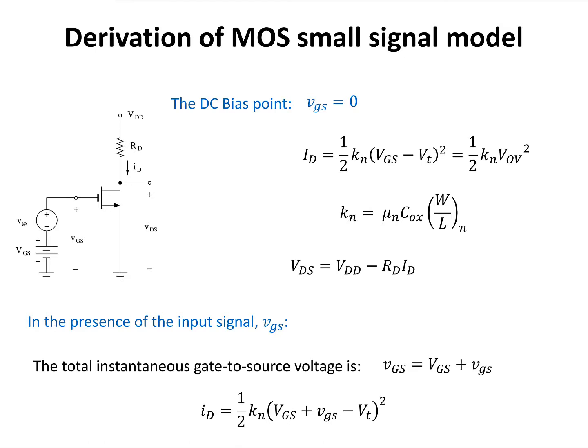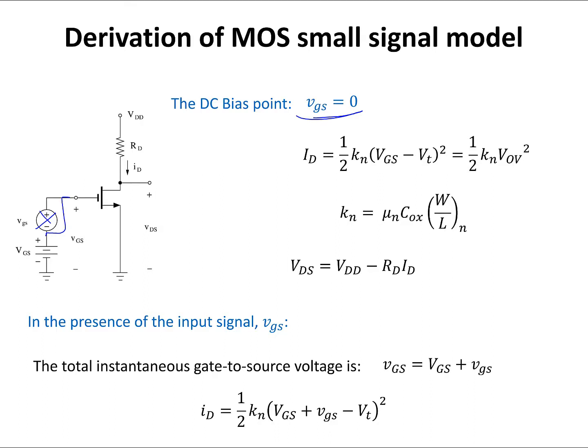Let's start the derivation of the MOSFET small signal model using this basic MOSFET-based amplifier circuit configuration. First, let's look at the case when there is no signal applied to this amplifier. That means vgs, the signal part, is equal to 0. And when there is no signal present in the circuit, I can replace it with a wire, a short circuit, and now I have a circuit configuration that we have studied in the past.